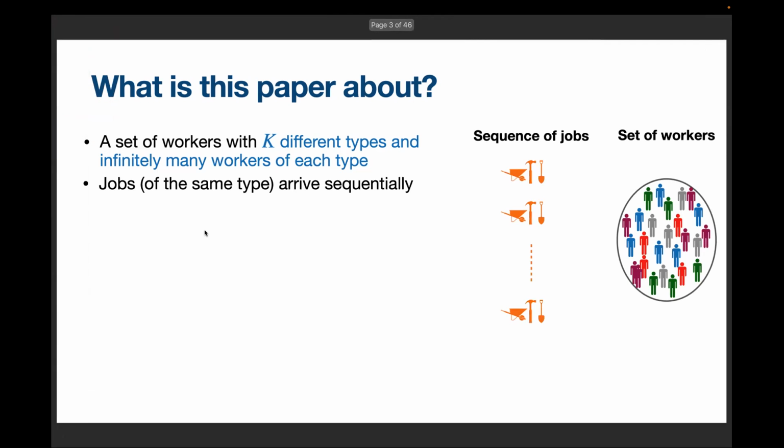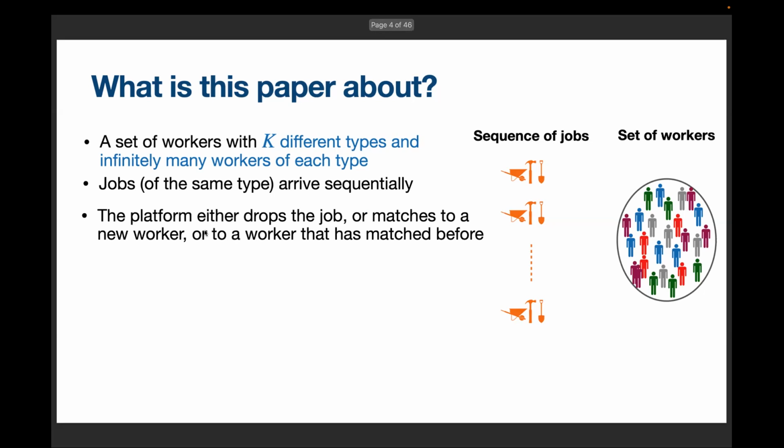And then there will be a sequence of jobs that will arrive over a time horizon. For now, I'm going to focus on having only a single type of job, and the essence of the problem extends to multiple jobs as well, because things decouple in this setting because we have infinite supply of workers. And then the platform can either drop the job or match the job to a new worker, sampled from this pool of workers, or to a worker that has matched before. So these are the actions of the platform.